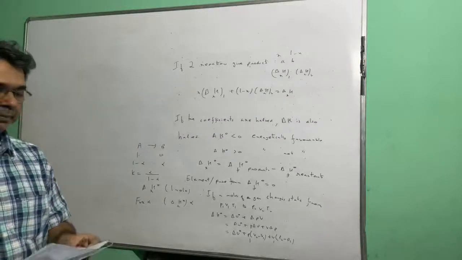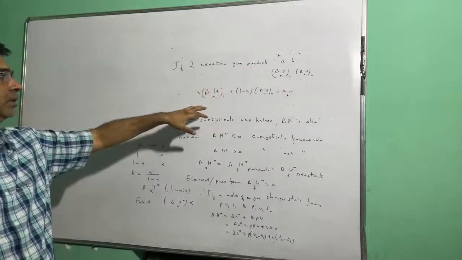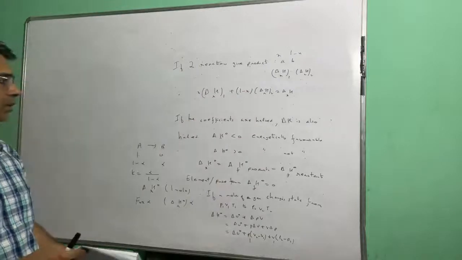So here the mole fraction of A and B is x and 1 minus x. So overall heat of the reaction will be x into the heat of the first reaction plus 1 minus x into heat of the second reaction.